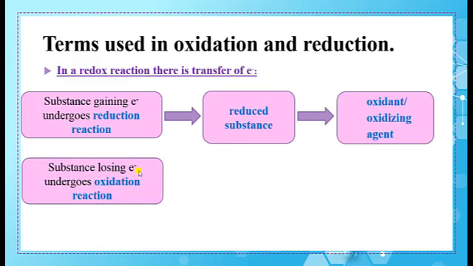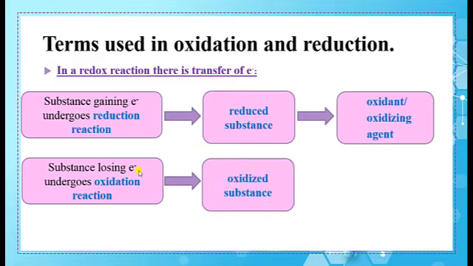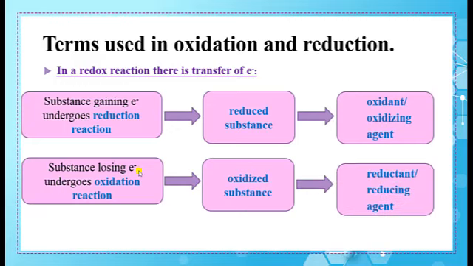Now, the substance that loses electrons, we know that the loss of electrons means oxidation. The substance that loses electrons undergoes an oxidation reaction, then this substance is said to be oxidized. When it is oxidized, it causes the reduction of another substance. Then we call it a reductant or a reducing agent.